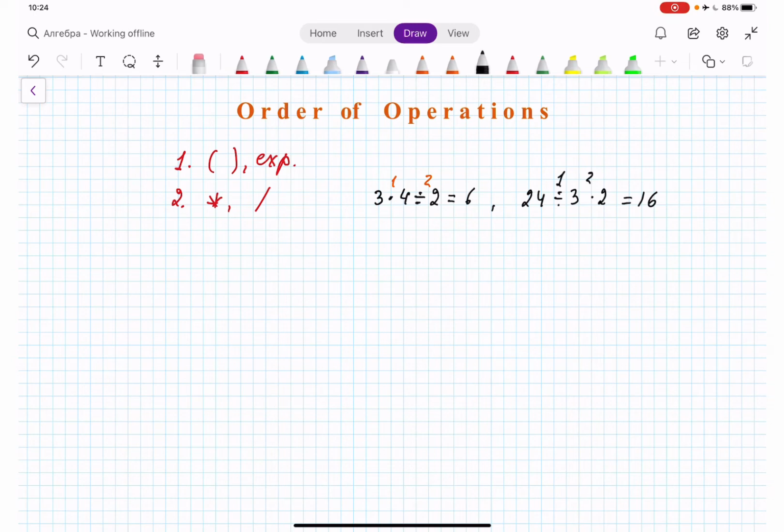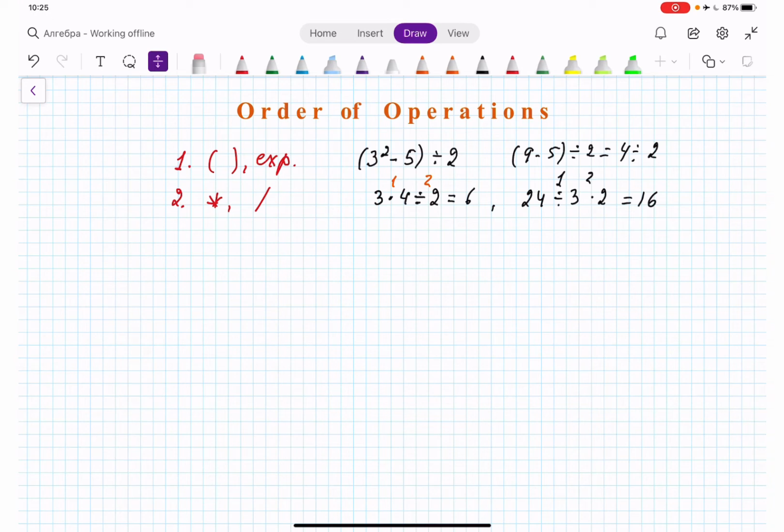Now let's do parentheses and exponent also. Let's assume we have 3 squared minus 5, and then divide by 2, for example. So first we do the exponent, the square, which is going to be 9, right? Minus 5 is 4, divided by 2, which means it's going to be equal 2.